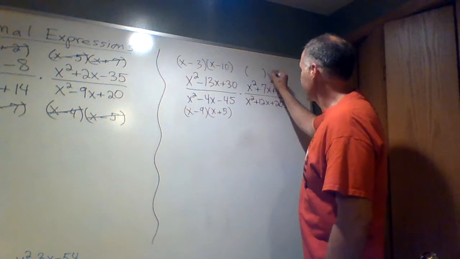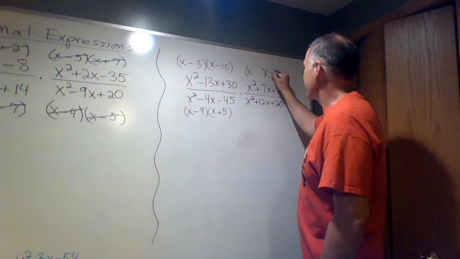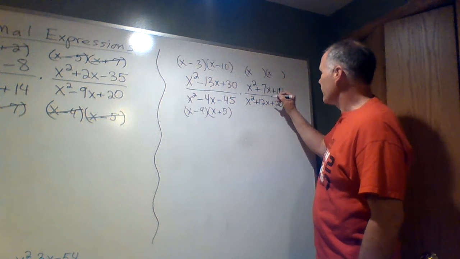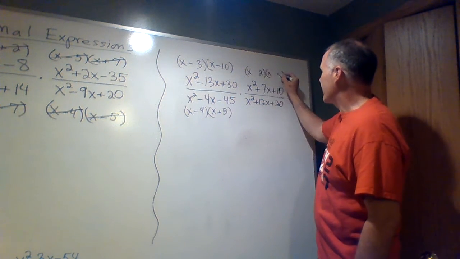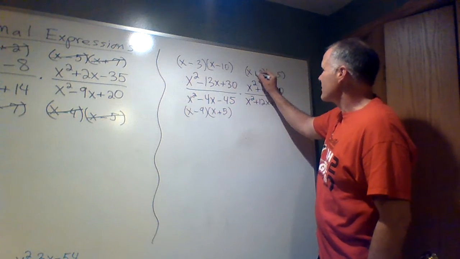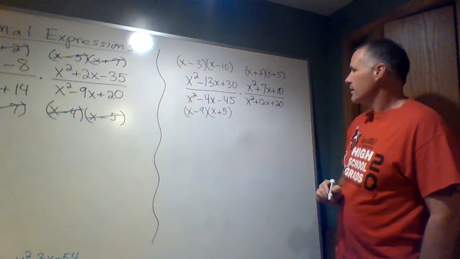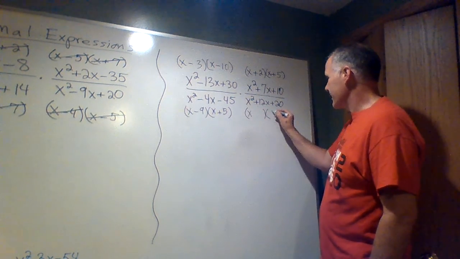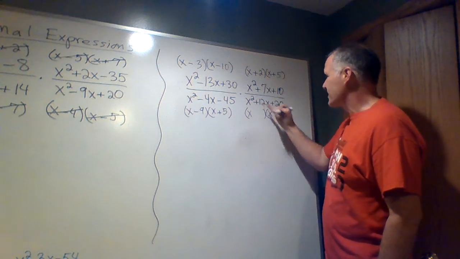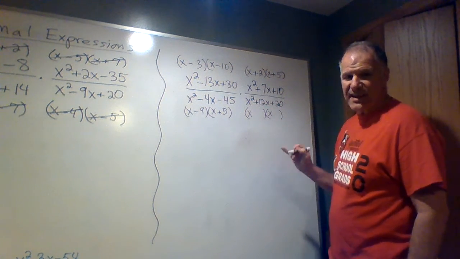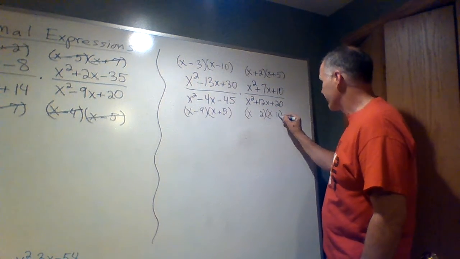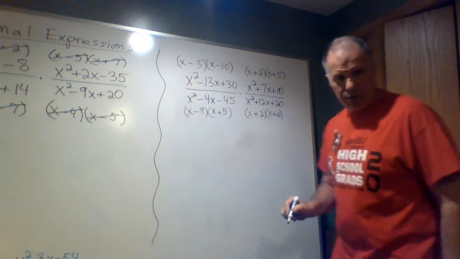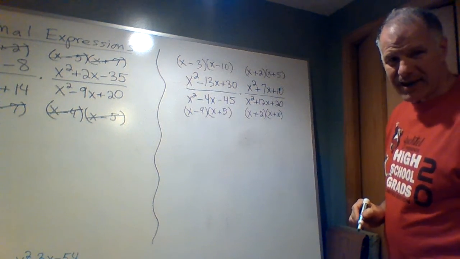Okay, let's go up here. x and x, factors of 10 that add up to 7. What multiplies to make 10 that adds up to 7? 2 and 5, right? I'm trying to add up to a positive 7, so both positive. There's that one. And then the last one here, x and x. What multiplies to make 20 that adds up to 12? 2 and 10, right? Now I'm trying to add up to a positive, so both positive. Everybody see all that?